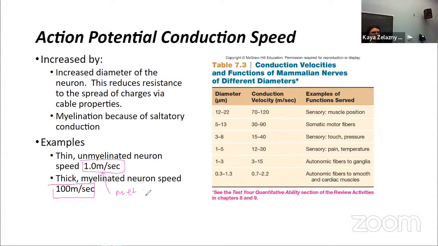I believe in phys lab, unless this is one of the labs they've changed, you'll be calculating at some point how fast an action potential actually travels through your body to your thigh. Okay, so we'll stop there.